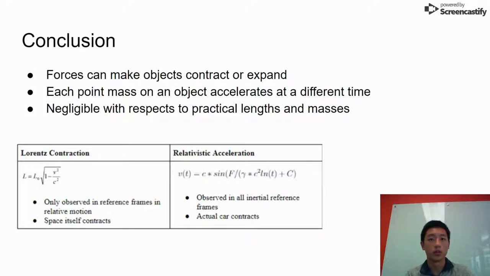So after completing our research problem, the obvious question is, so what? Well, let's examine a couple of key takeaways from our research. First, forces can make objects either contract or expand in length, depending on whether you push or pull on them. This occurs because each point mass on an object accelerates at a different time, a consequence of special relativity and the fact that nothing can travel faster than light itself.